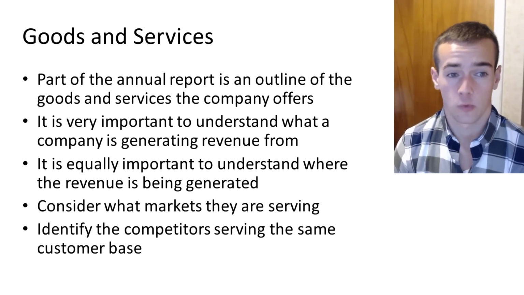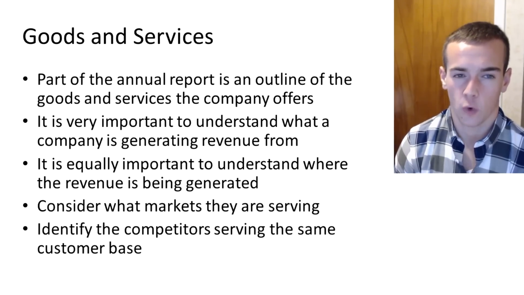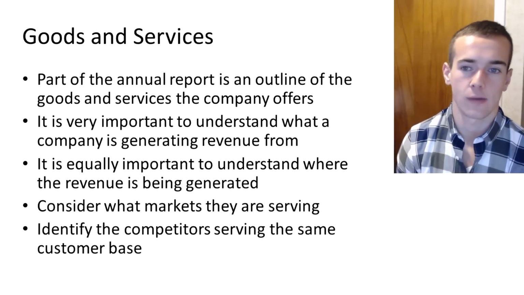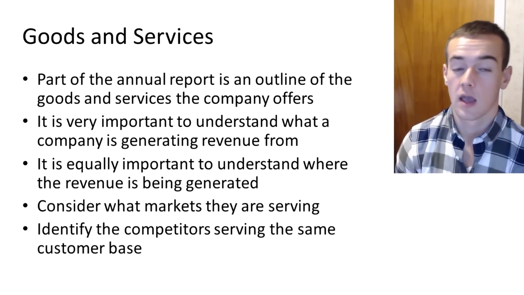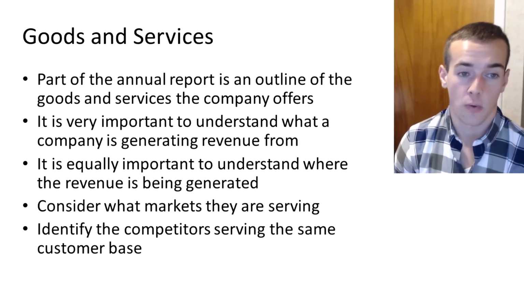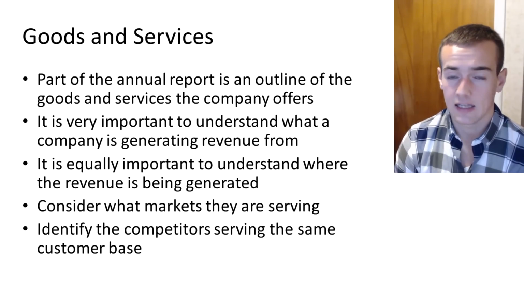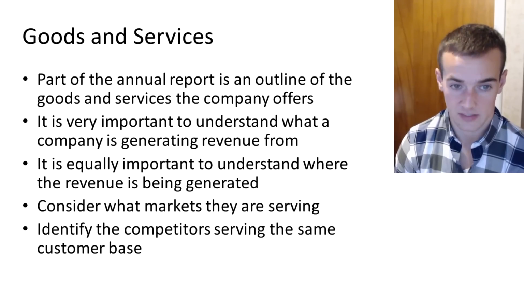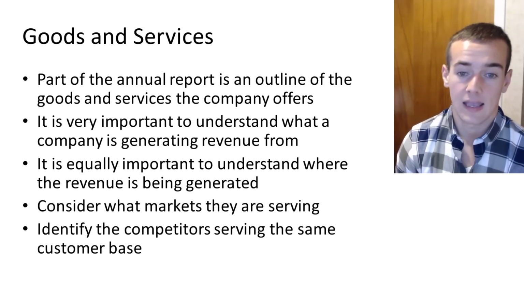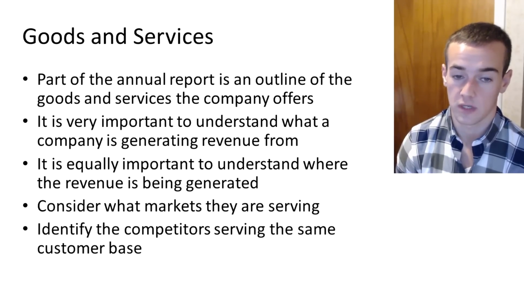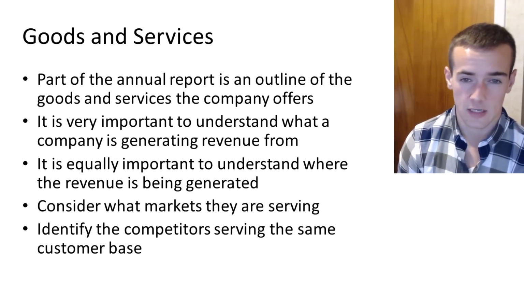Now, most annual reports will also include a section that outlines the goods and services they provide, and there's no set format for an annual report, so I can't say what this is going to be called, but as you're reading through it, eventually you're going to come across a section where they're discussing the goods and the services they provide. So part of the annual report is outlining the goods and services the company offers, and this comes down to understanding the business you're investing in. It is very important to understand what a company is generating revenue from, and it is equally important to understand where the revenue is being generated.